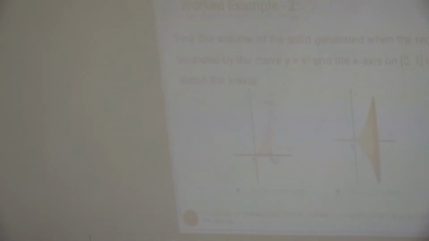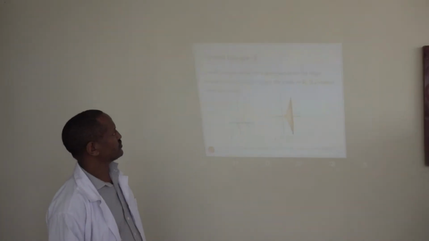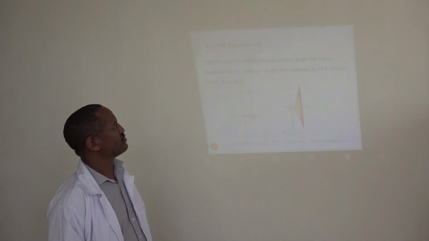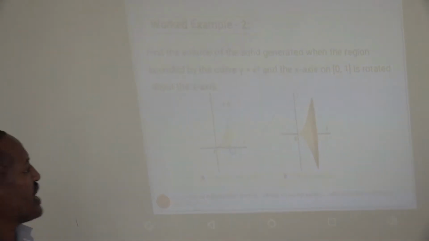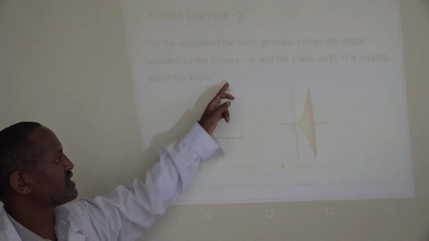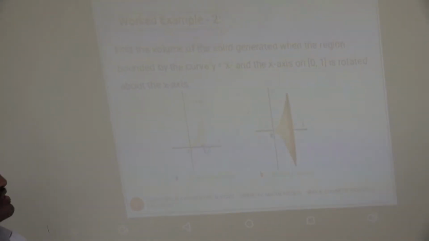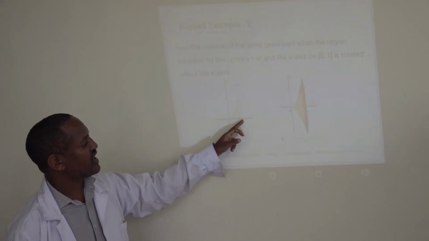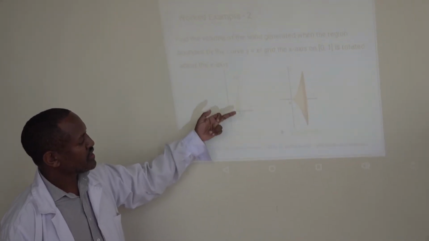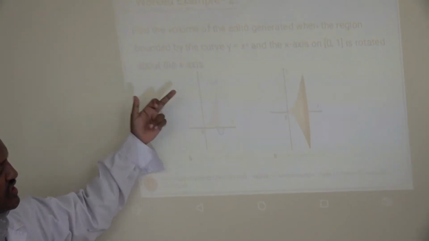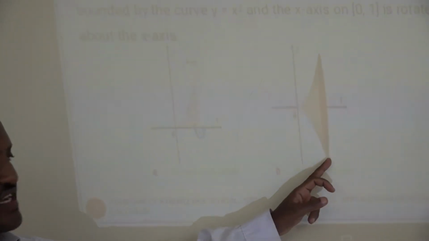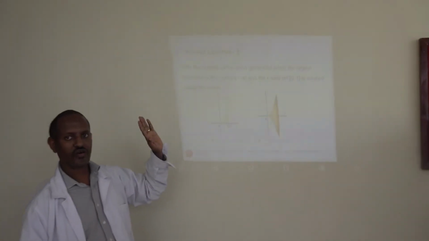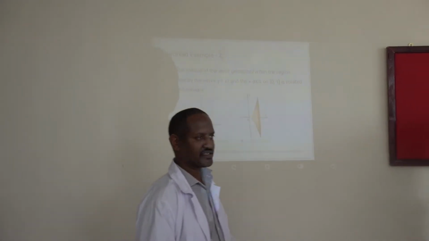Now let us pass to example 2, worked example 2. It says find the volume of the solid generated when the region bounded by the curve y equals x squared, this is the curve representing y equals x squared, and the x-axis on the interval 0, 1. Now, when we rotate this region about the x-axis, we'll have such kind of solid figure. Again, our aim is to find the volume of this solid figure. Now let us see it.